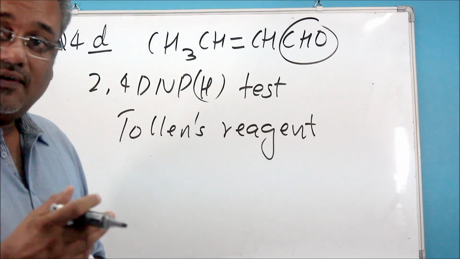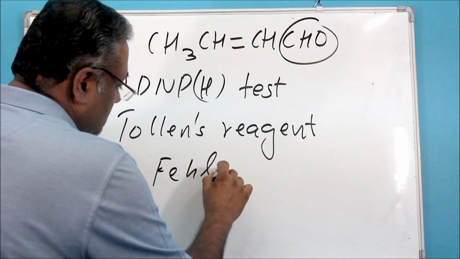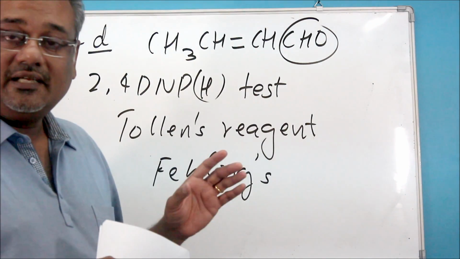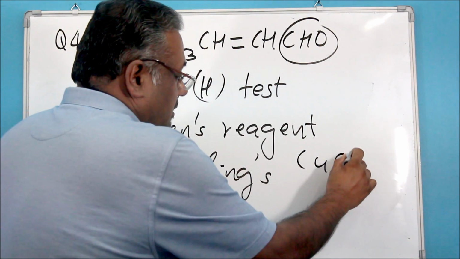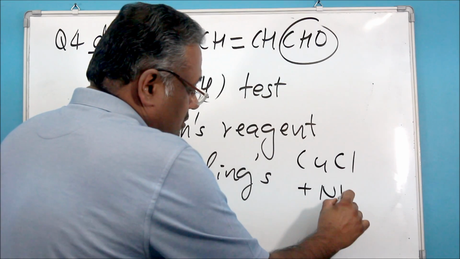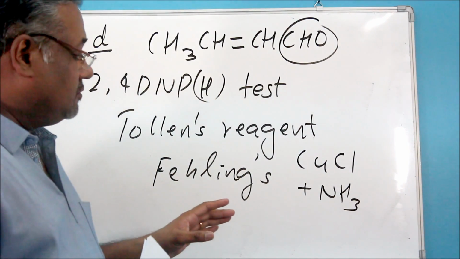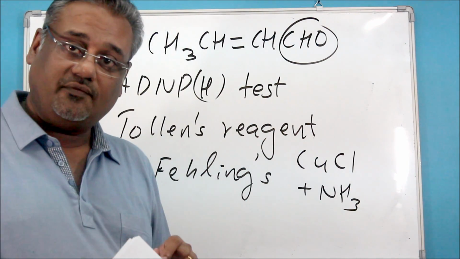You could also go for a Fehling's reagent test. Fehling's reagent is a solution containing copper 1 ion. So it's basically copper 1 chloride with ammonia solution in it. So it's ammoniacal copper 1 chloride, and this gives you the brick red solid which confirms the presence of aldehyde group.